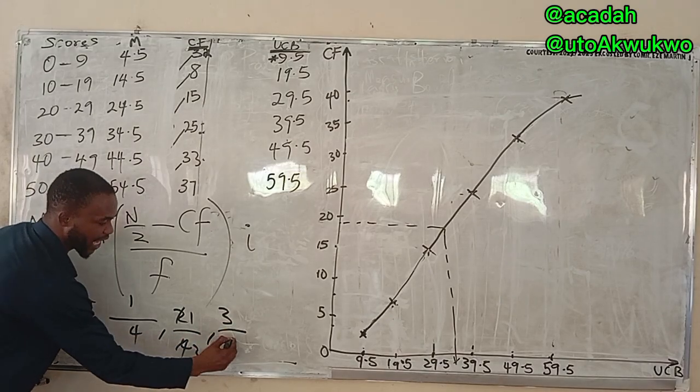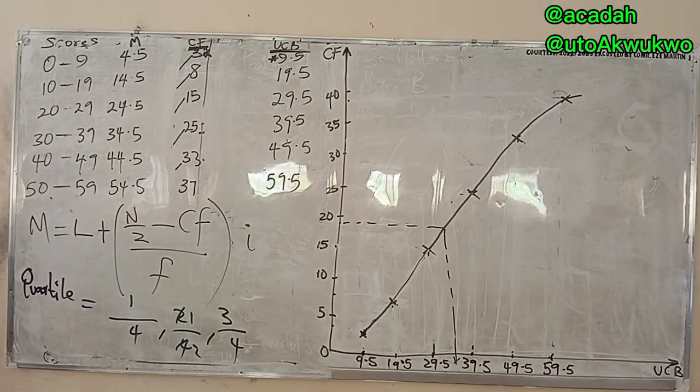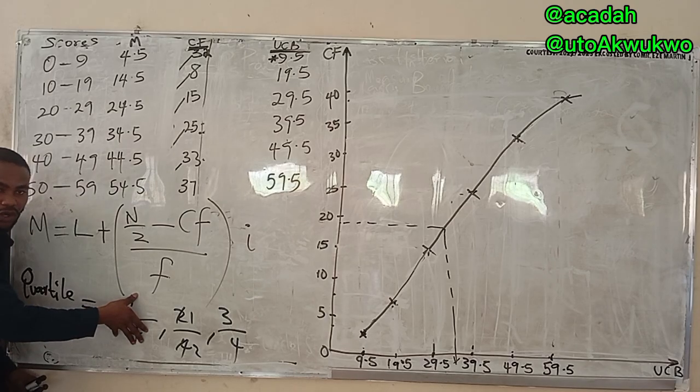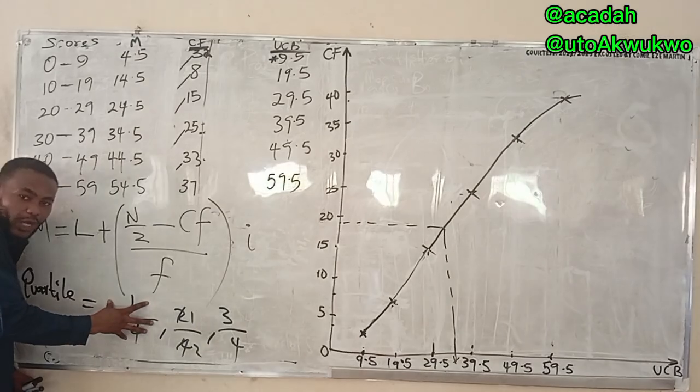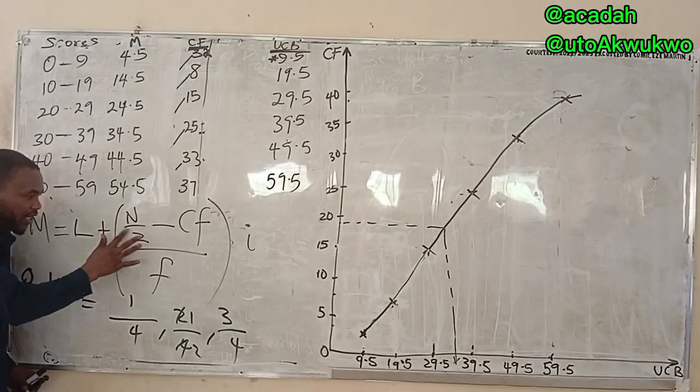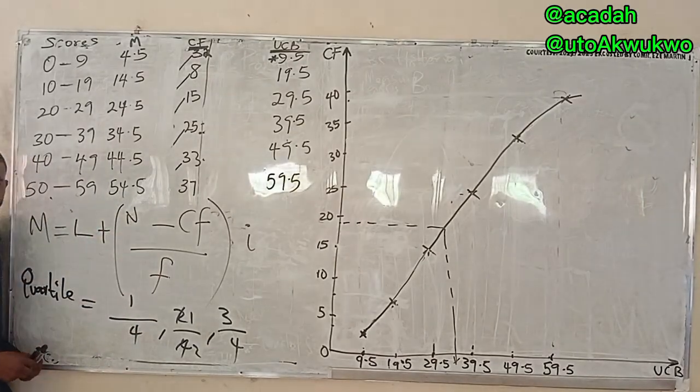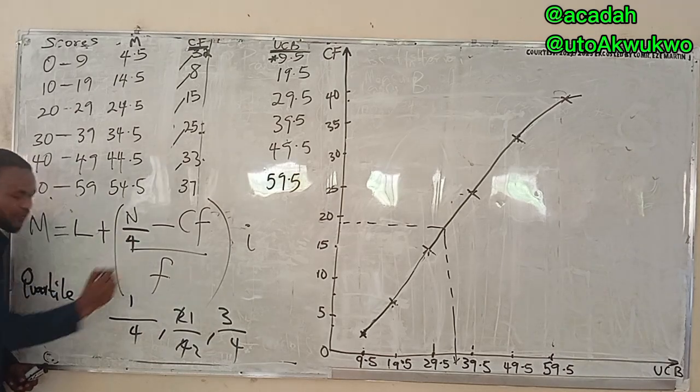When I have third quartile, 3 over 4, you can now see that if it's not median I'm talking about, if it's first quartile, I can just carry this 1 over 4. Let's say what I'm looking for is first quartile. I can just carry this 1 over 4, go inside this formula, remove the over 2, and now put over 4.